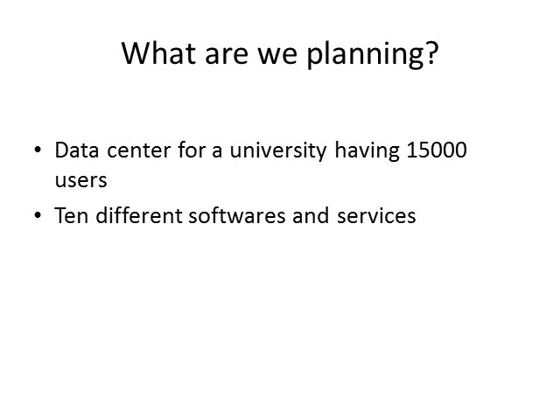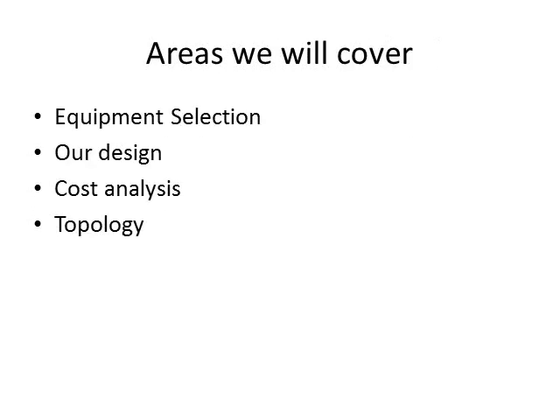What we have to do is plan a data center for a university consisting of 15,000 users, taking into consideration at least 10 different software and services the data center network can support. So following are the areas we'll cover: the equipment we are going to use, our design, approximate cost analysis, and the topology we are going to use.